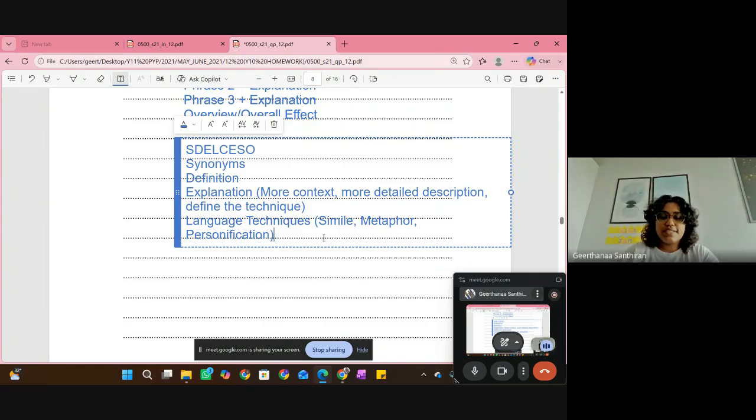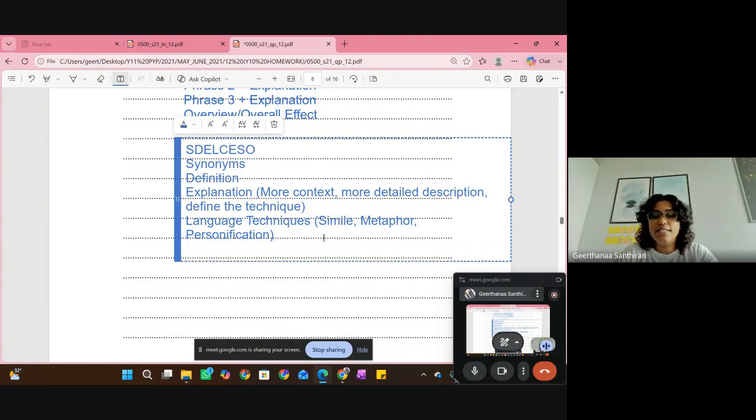So this is the explicit analysis. Then you have to go deeper. You have to dig deeper. You have to go underwater. You have to talk about the implicit techniques. For example, connotation.